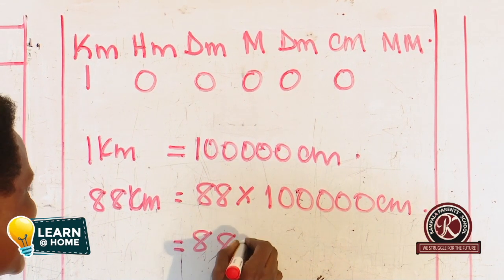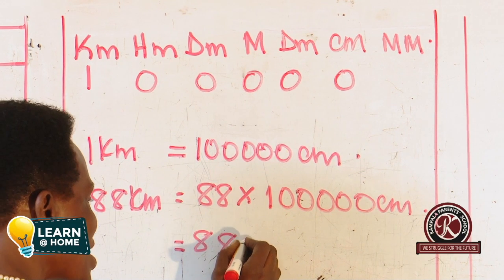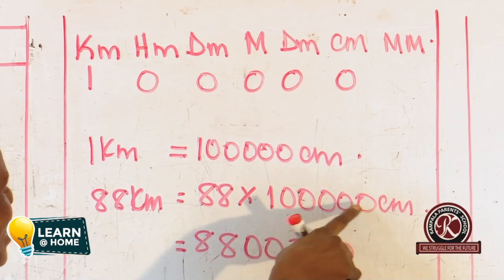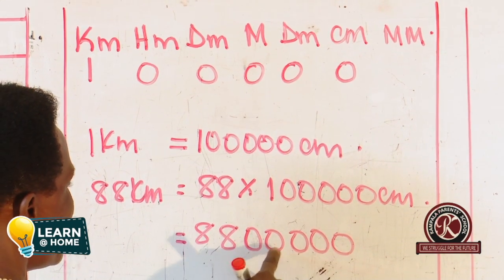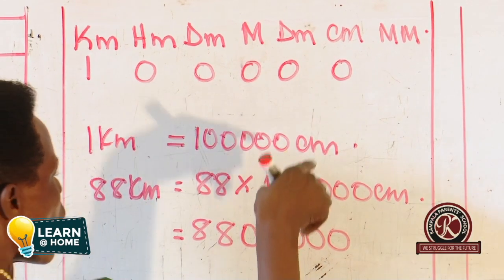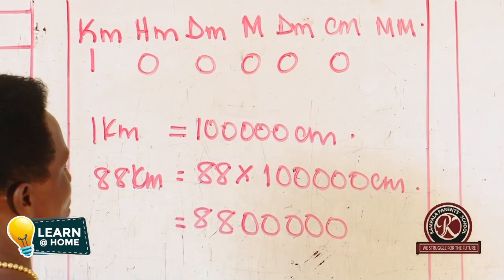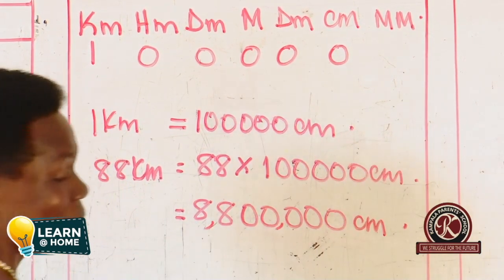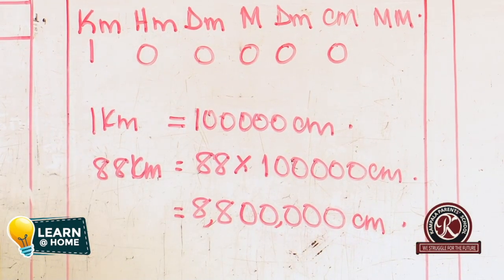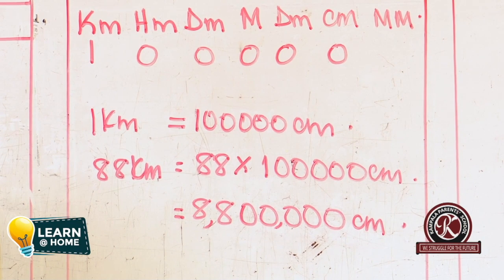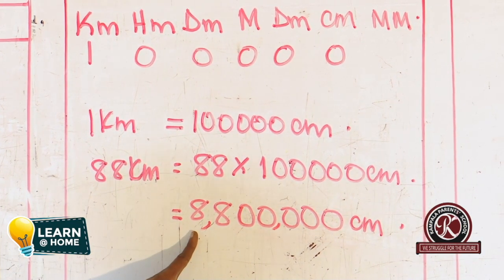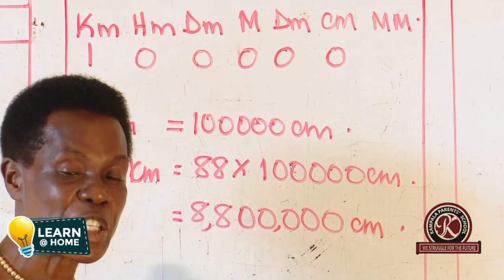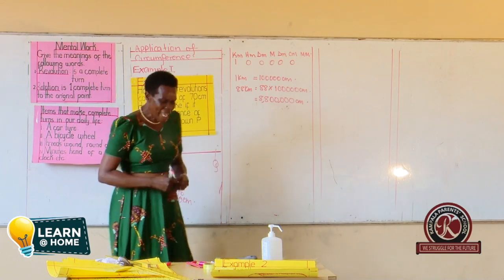8. I'm transferring the zeros. How many zeros are there? There are 5 zeros. 1, 2, 3, 4, 5. 88 times 100,000. What do we get? Who can read for me this figure? Hademun. Yes. 8,800,000 centimeters. So, what was our aim of changing this?